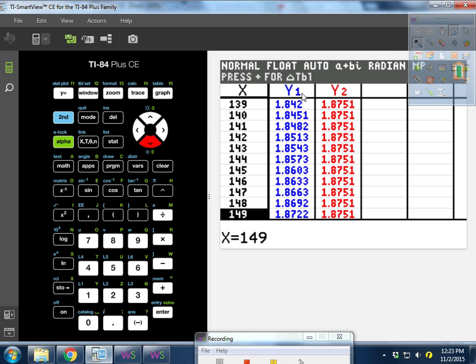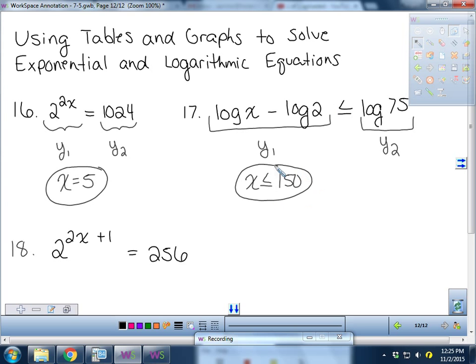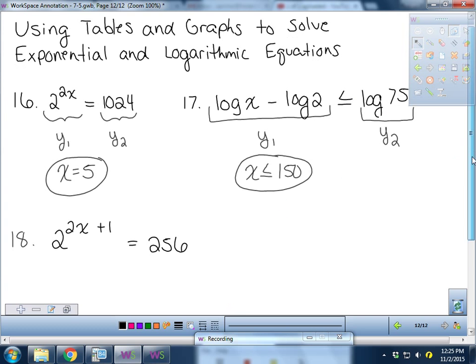And we're looking for when this side is less than or equal to this side. Well, it's equal at 150, and it's less than when your x values are less than 150. So your answer would be x is less than or equal to 150, which means the left side is less than or equal to the right side. Okay, and the last one here.